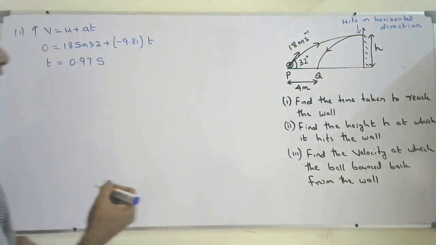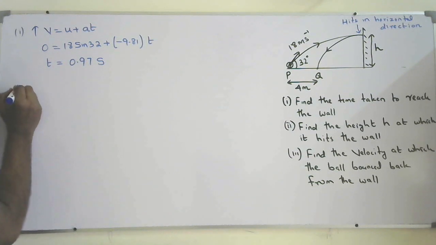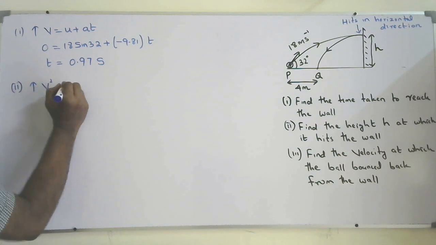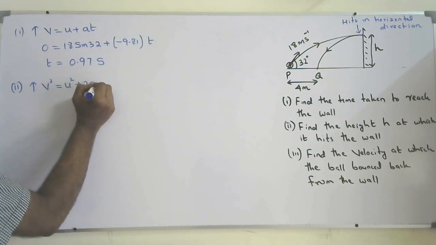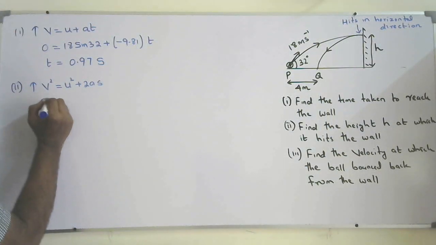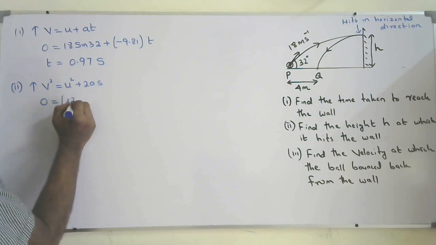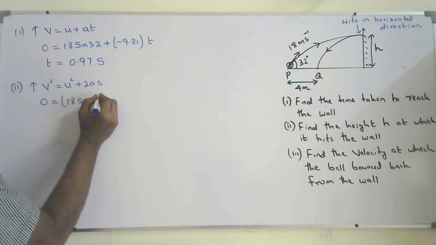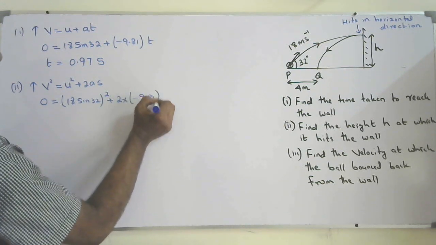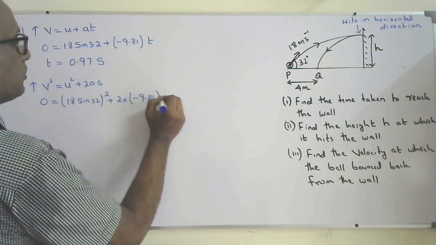Right. Find the height h at which the ball hits the wall. So there also I know the vertical component of velocity when it is hitting the wall is 0. So second part, I can use v squared equal u squared plus 2as for the motion from P to the wall. So the vertical component hitting the wall is 0. Initial velocity is 18 sin 32, all squared, plus 2 into minus 9.81, because I'm using upward direction. Acceleration is downwards 9.81, so it should be minus, into h.